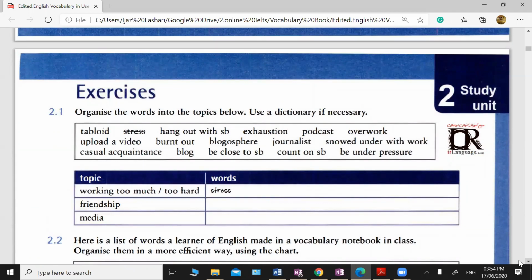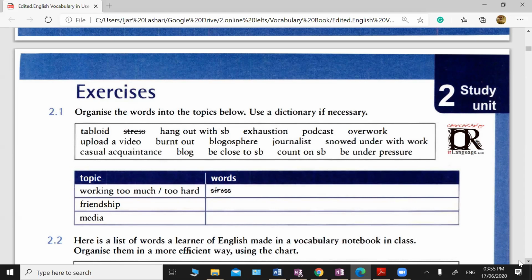Please look at exercise 1. Mariam, you can help me by reading 2.1. Okay, I will. Organize the words into the topics below. Use a dictionary if necessary. The words are: tabloid, stress, hang out with somebody, exhaustion, podcast, overwork, upload a video, burnt out, blogosphere, journalist, snowed under with work, casual.